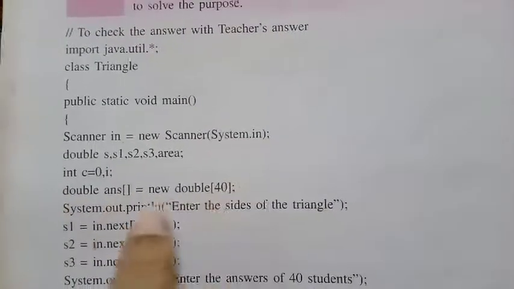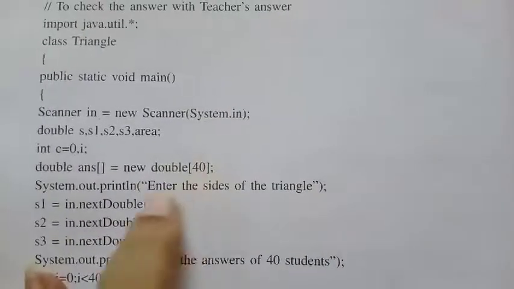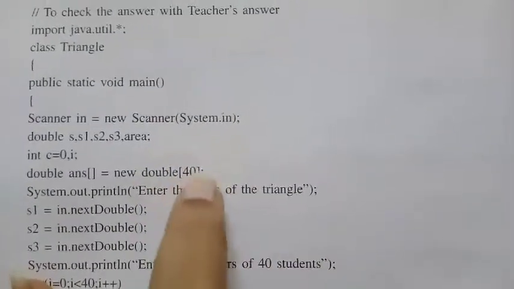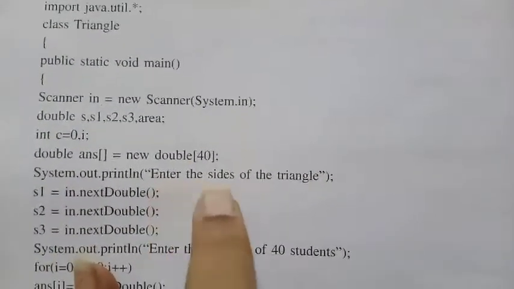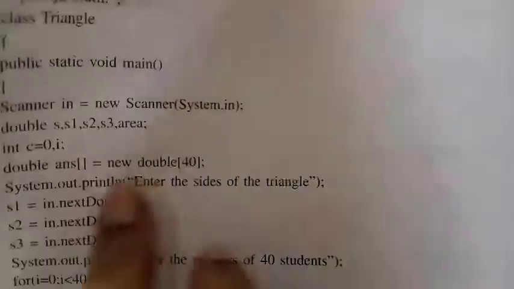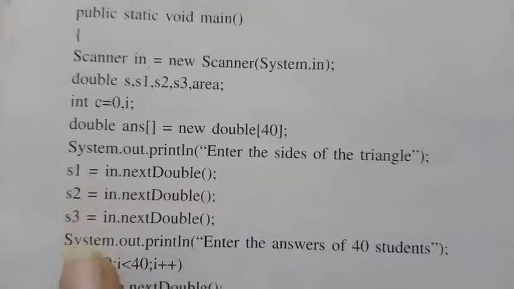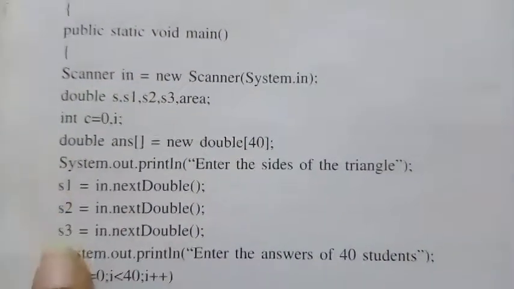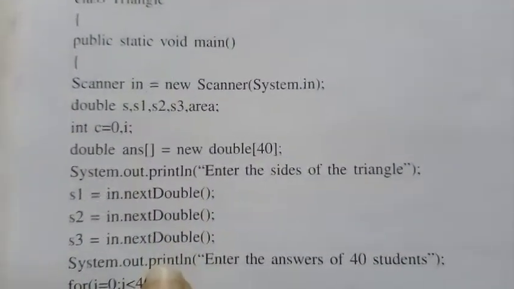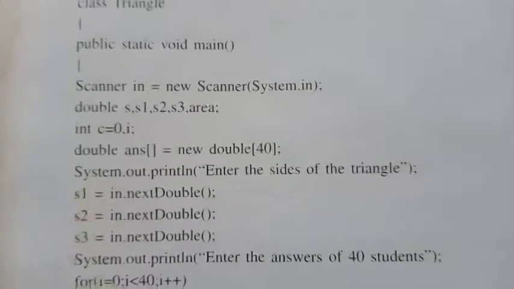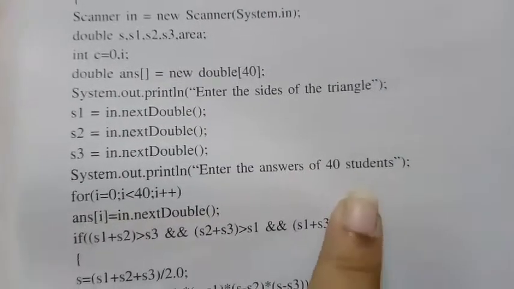Then this is your array declaration to accept the areas that the 40 students are going to enter. Then you are asking to enter the sides of the triangle. You get them as input, and the sides are stored in s1, s2 and s3. These are the variables used in your formula. I think you all know the formula for the area of a scalene triangle, so you will be familiar with it.